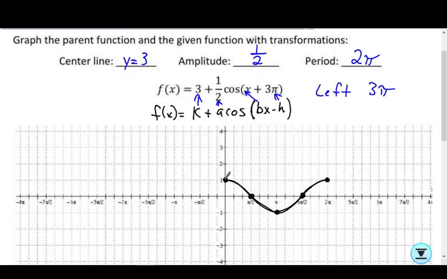So let's start with our change in amplitude. This change in amplitude is our vertical compression. So my amplitude now, instead of being 1, is 1/2. The zeros stay the same, but I'm vertically compressing. So this distance that was 1 from here to here is now 1/2. So it vertically compresses. Okay?